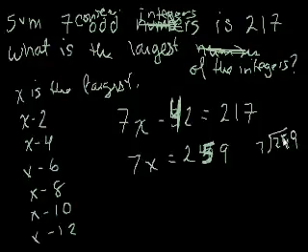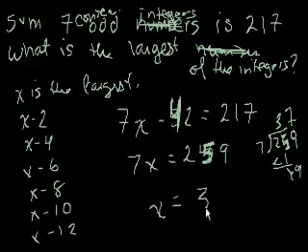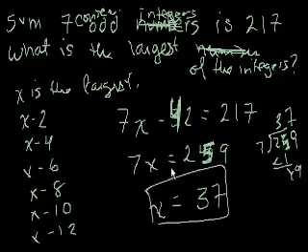259. So 7 goes into 259. Let's see, 7 goes into 25 3 times. 3 times 7 is 21. 49 divided by 7 is 7. So we get x is equal to 37. And we're done. So just to review, because I think I had a lot of errors in this problem when I presented it.